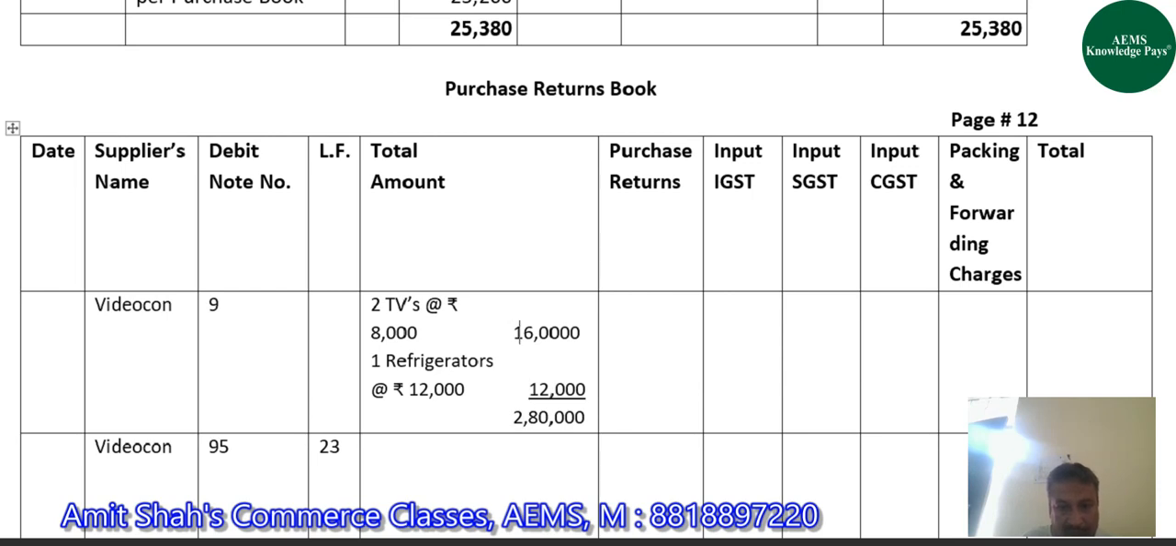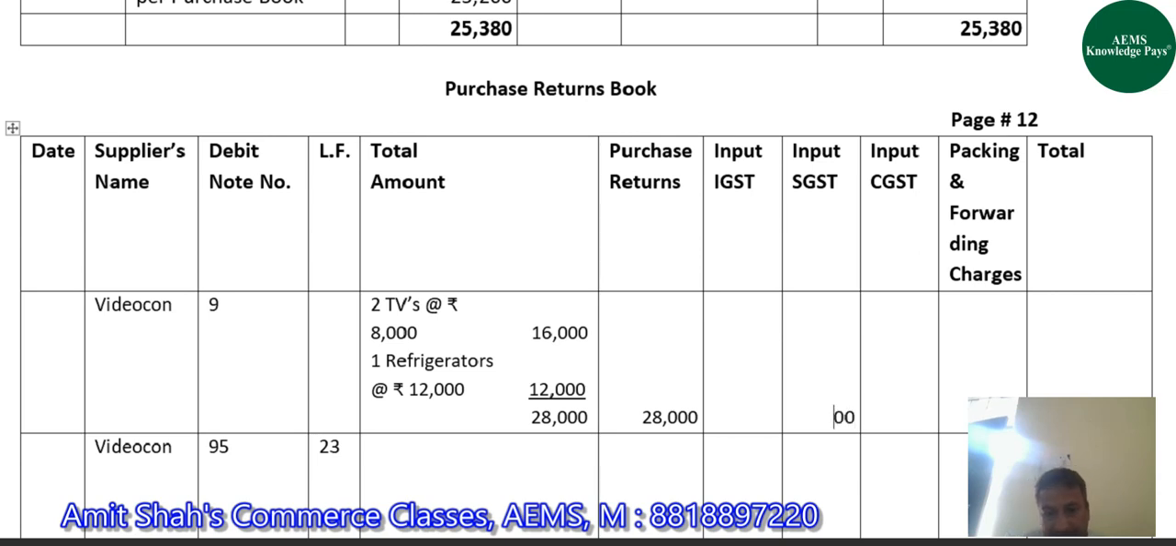So the total amount here is 28,000. In purchase return, we will write 28,000. But when we purchased the goods, 18% GST was applicable. So here also 18% GST would be applicable. Since it is an intrastate purchase, we will split the GST into SGST and CGST at the rate of 9%.